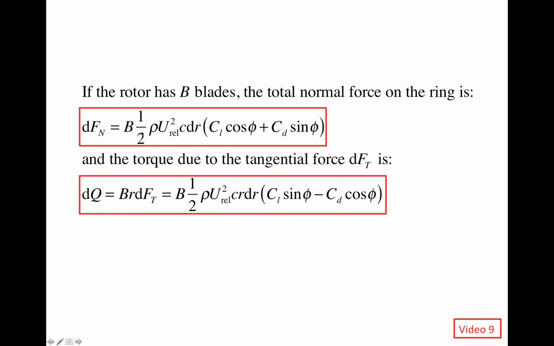So the normal force only pushes the rotor backwards. It doesn't really do any useful work. It's actually the tangential force, the dFT, that's creating the torque, right? And that torque is actually doing useful work. It's rotating and generating power. So that's the force that's actually doing the useful work.